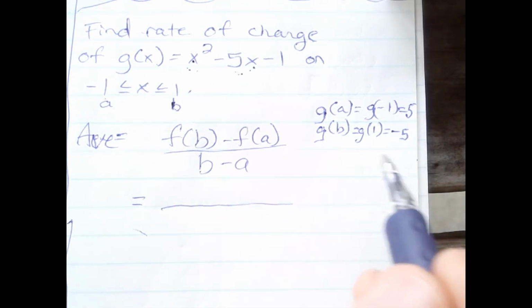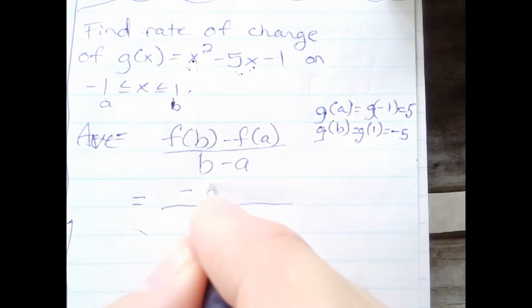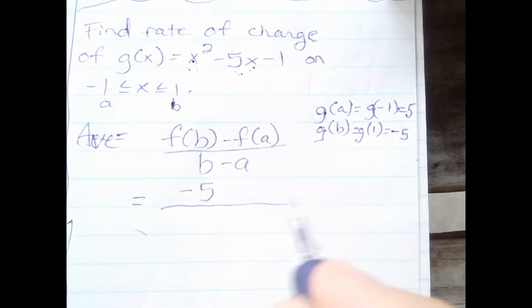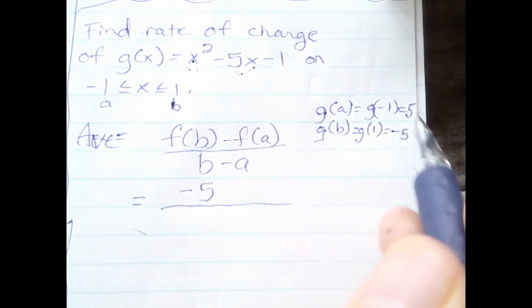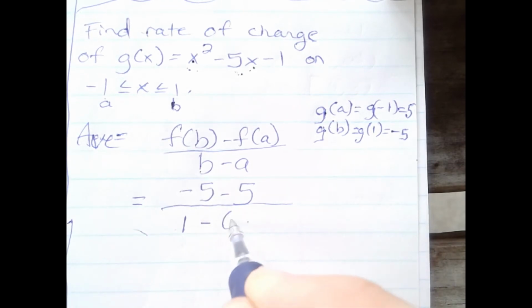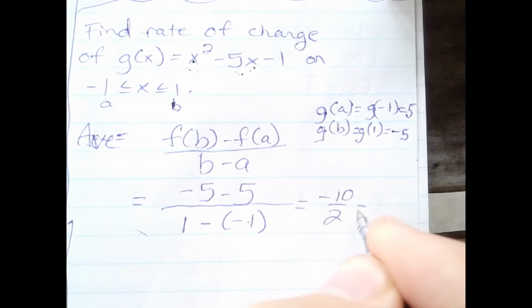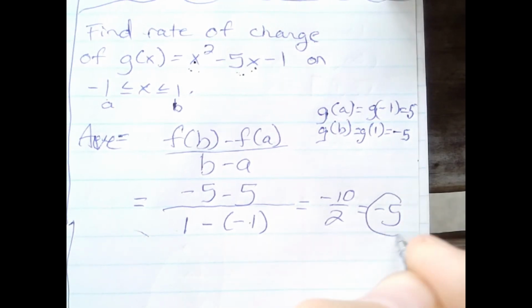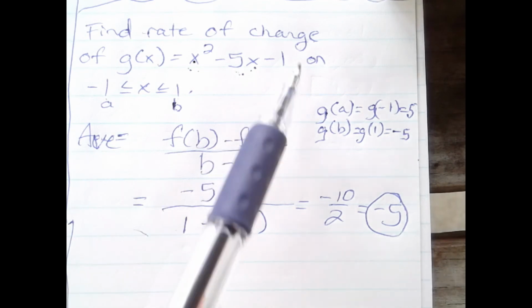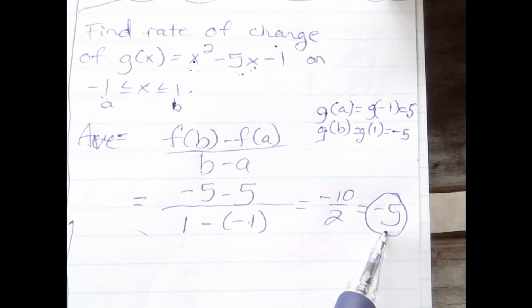The f of b, or in this case g of b, is -5, minus the g of a, which is 5, all over b minus a, which is 1 minus -1. We get -10 over 2, and finally a value of -5. That means on this function, over this interval, the typical slope of the function is -5, or in slope terms, -5 over 1.